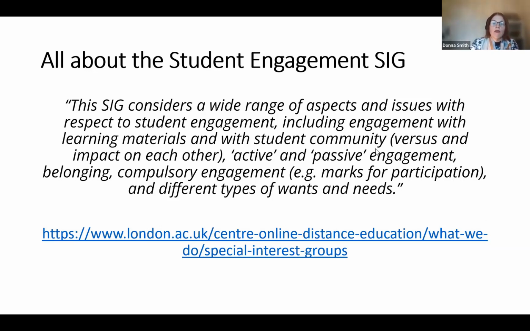So we consider a wide range of aspects and issues to do with student engagement, including engagement with learning materials and student community, what can be called active and passive engagement, belonging, compulsory engagement, so things like marks for participation and assessment, and the different types of student needs and wants as well. To look up more information on the special interest group, please go to that link. So that's a very broad understanding of what we do.